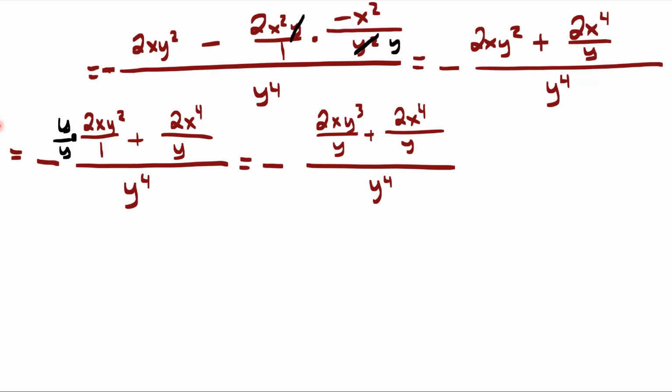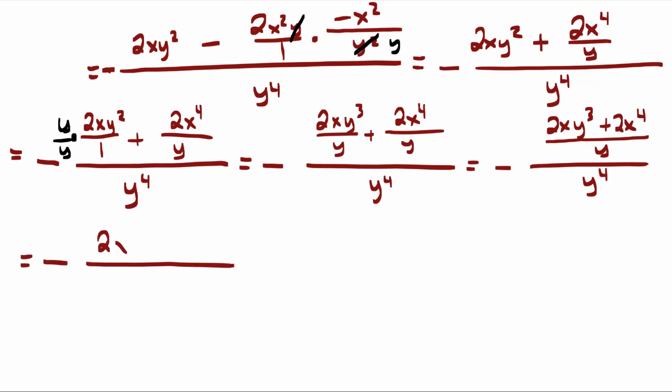Perfect. All right, then we move on to the next one here. Let's see what we got here. We're going to go with putting it all together here. So 2xy to the third plus 2x to the fourth, sorry, over y to the fourth. All right, keep on going.